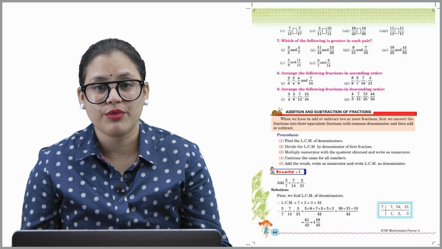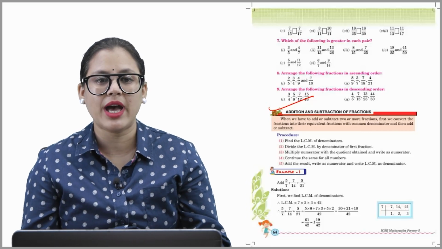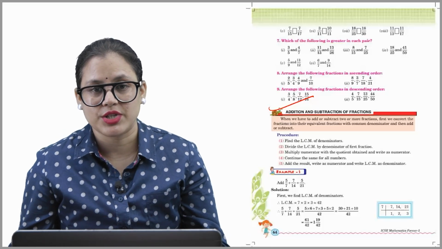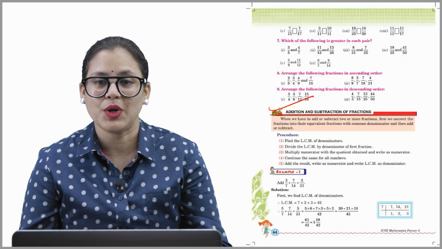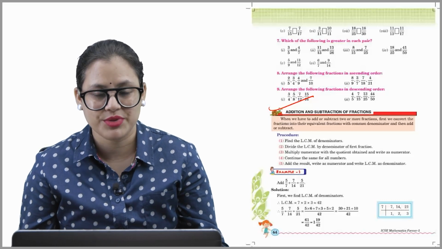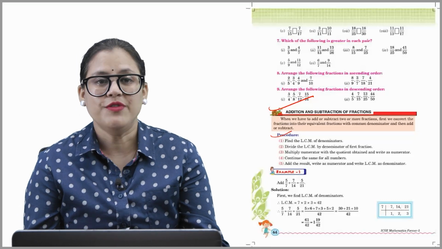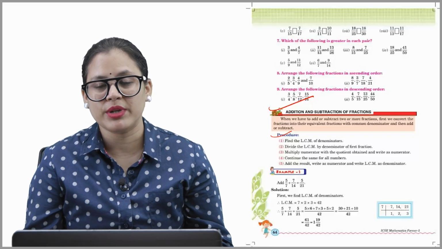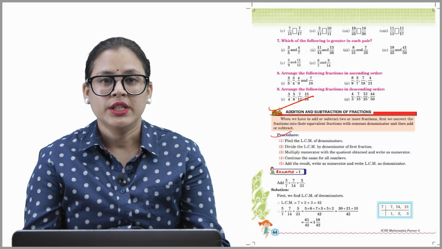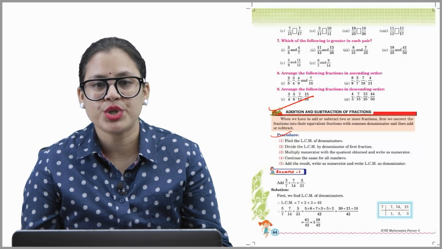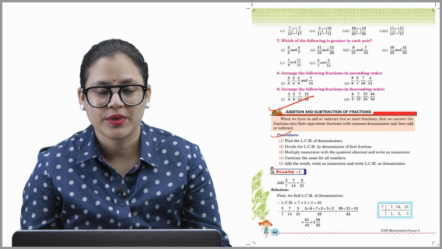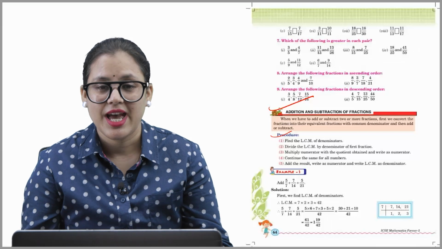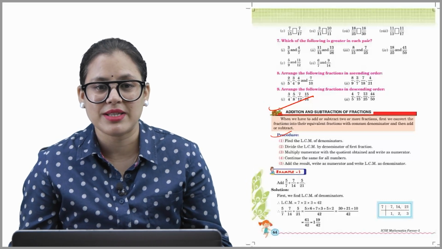Addition and subtraction of fractions. When we have to add or subtract 2 or more fractions, first we convert the fractions into their equivalent fractions with a common denominator and then add or subtract. Procedure. Number 1, find the LCM of the denominators. Number 2, divide the LCM by the denominator of the first fraction. 3, multiply the numerator with the quotient obtained and write it as the numerator. 4, continue the same for all fractions. 5, add the results, write as the numerator and write the LCM as the denominator.